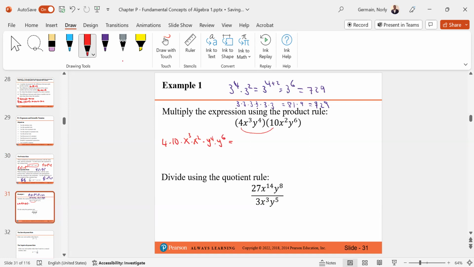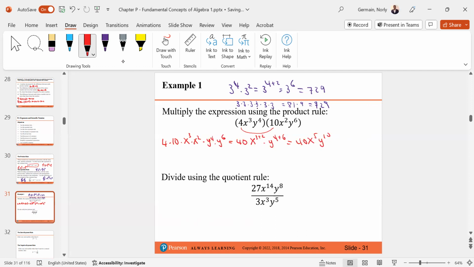Now 4 times 8 is 40. 4 times 10 is 40. Now you see for x to the power 3 plus 2 times y to the power 4 plus 6. So we have 40 x to the 5th, y to the 10. Okay, so if you're okay with that one, and for divisions, you see product rule or quotient rule.